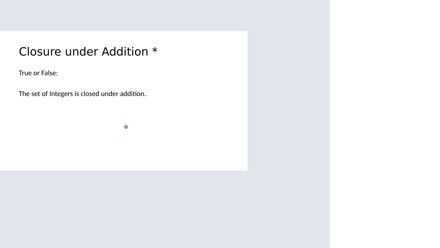Somebody who said integers closed under addition, that's false? How'd you come to that conclusion? What's the counterexample that you came up with to convince you that this would be a false statement? You don't have to type it in there for me, but you can if you want to let me know how you decided this was false.